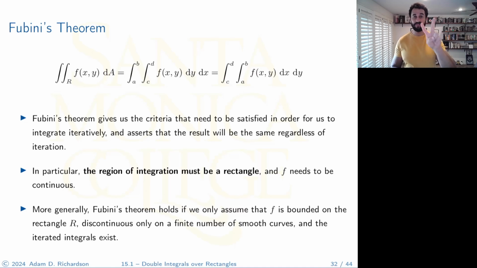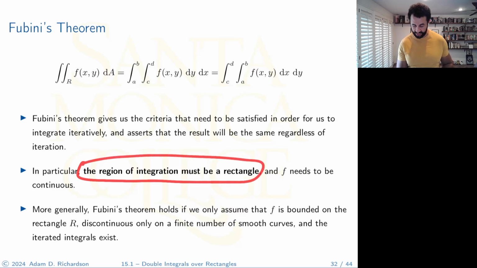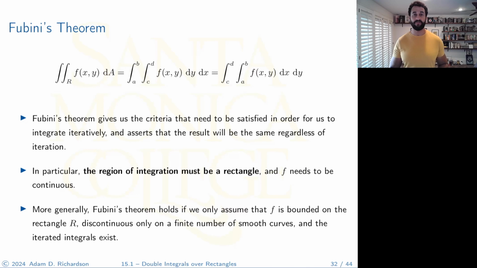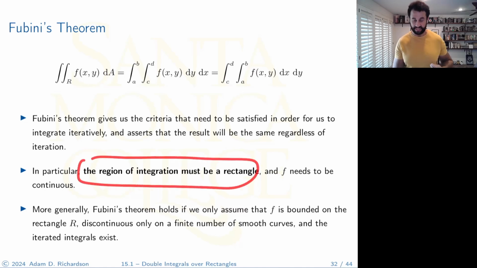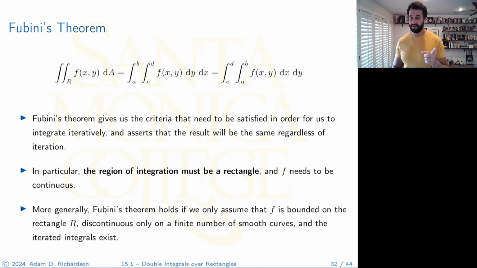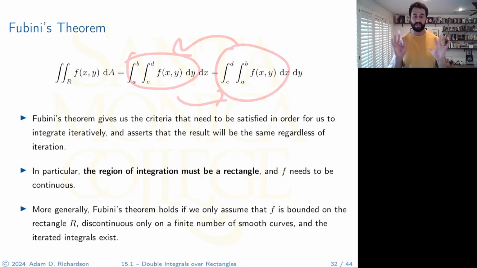However, there are two very important conditions here. The first condition is the region of integration has to be a rectangle. Okay, so this is a big one. So do not forget this, because it's very easy to forget. You can't just switch the order willy-nilly unless the region is a rectangle. All right, keep that in mind when we get to the next section. The other thing is that our function needs to be continuous. So we need a continuous function defined on a rectangle. Then we can iteratively integrate, and it doesn't matter which order we do it in. We'll get the same result.